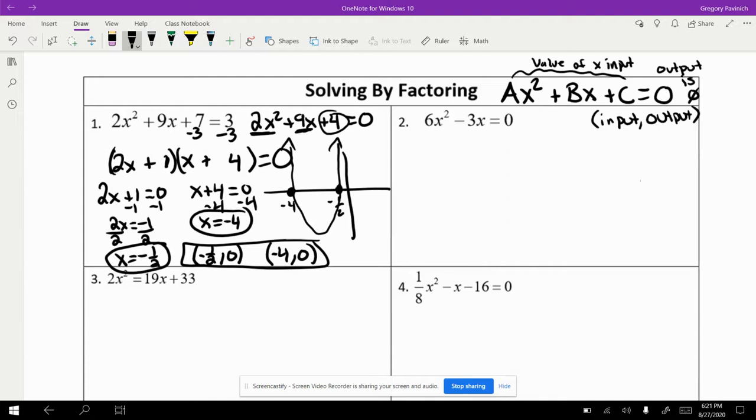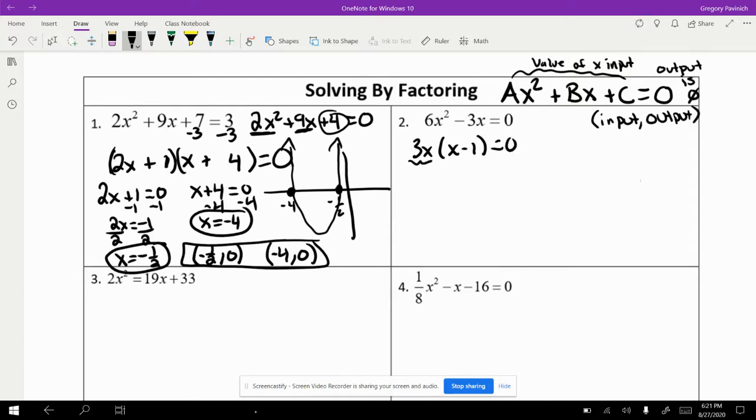Okay, number 2. Factor. Well, I have a binomial. The only way that I know to factor a binomial is difference of squares or difference of cubes. Neither one of those are true, so I'm going to pull out my GCF of 3x. x minus 1 is 0.